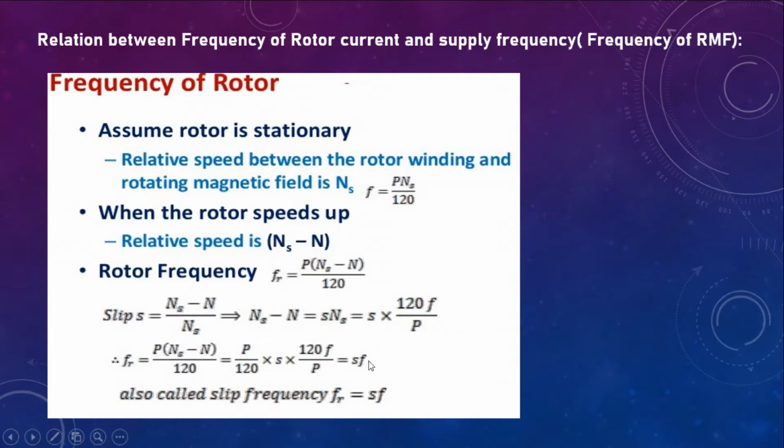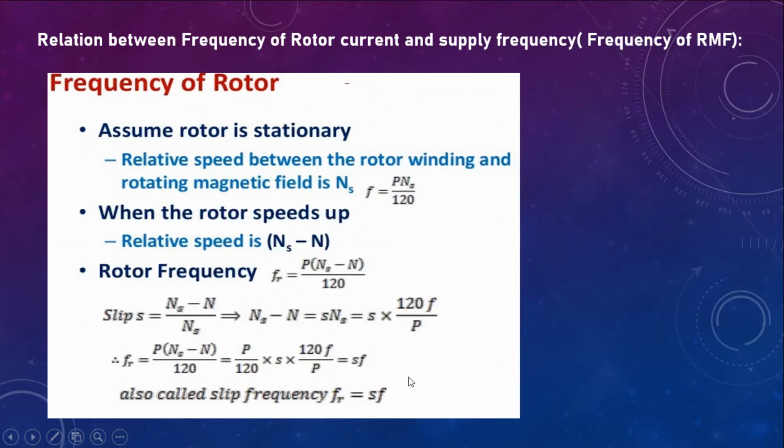Now rotor frequency is given by, once again we got general formula p n by 120, but what is n here? See, n is the relative speed, ns minus n. We can substitute the relative speed as ns minus n here. So p into ns minus n by 120. So that will give the rotor frequency here.